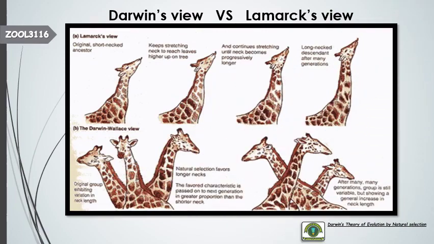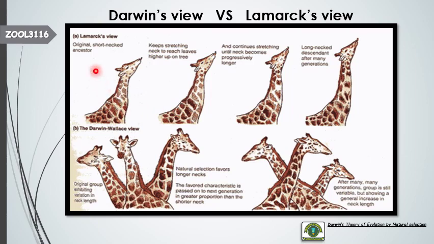Okay, students, before going to our actual topic, evolution by natural selection, I want all of you to have clarity about the difference between two views, Darwin's view and Lamarck's view. What was Darwin's view about evolution and what was Lamarck's view? Lamarck always thought that every individual of the population goes through the same change, but Darwin thought that not all individuals go through the same change, only a few individuals go through the change. How?